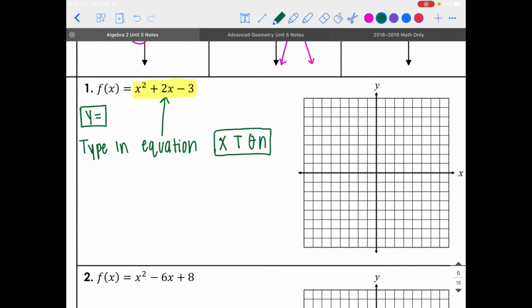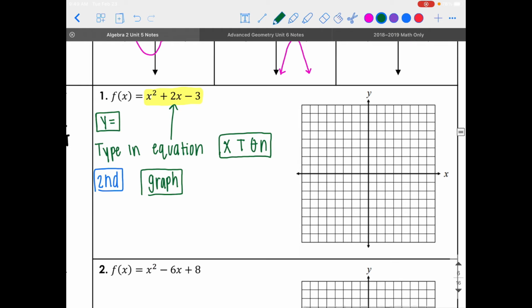Then we could look at the graph, but it's easier if we go to the table. So you're going to click the second button, the blue button, and then you're going to click graph. So second graph, and it pulls up a table. Scroll through that table to find the values that would fit on the graph.